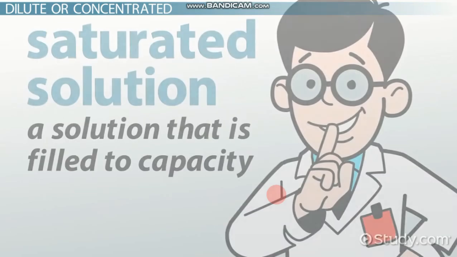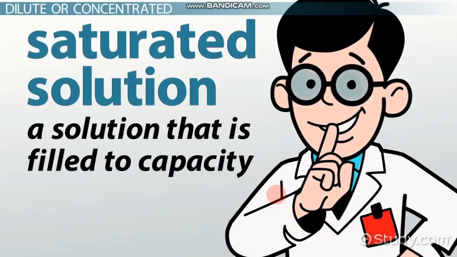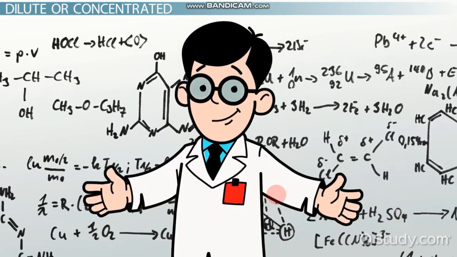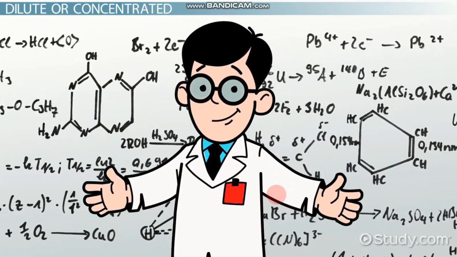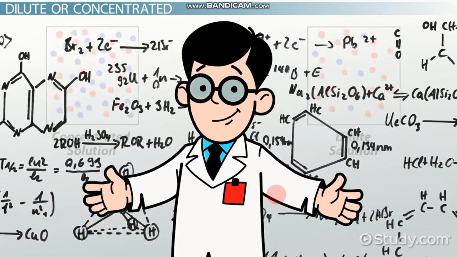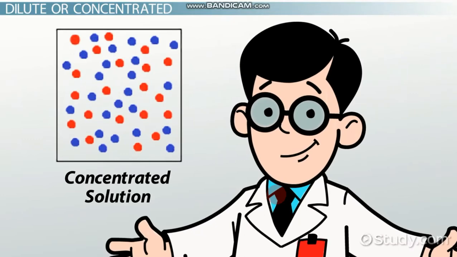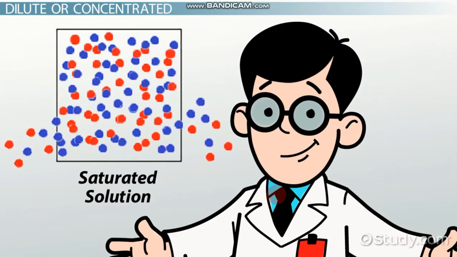A solution that is filled to capacity is called a saturated solution. There are many compounds that are not active unless they are dissolved into solution. Yet we still want the full potency of the solute. In these cases, we will use a concentrated solution. It won't do us any good to fill the solvent beyond its saturation point, as the excess solute will simply fall out of the solution.